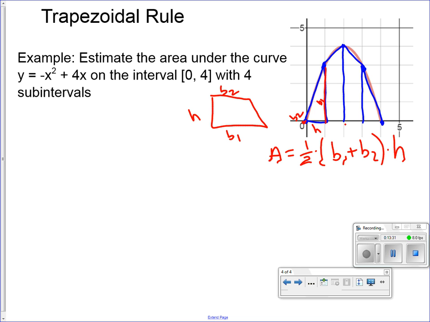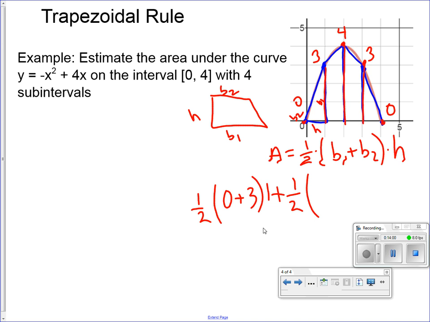So it might help me to think about these heights first. Luckily they're on the curve. So this one has heights of 0, 3, 4, 3, 0. So the first trapezoid has a height of 1, so I'm going to do 1/2 times, and then base 1 is 0, base 2 is 3, and the height, or the distance between two bases, is 1. That's the first trapezoid. Second trapezoid, 1/2, and then the two bases are 3 and 4, and the height between them is 1.